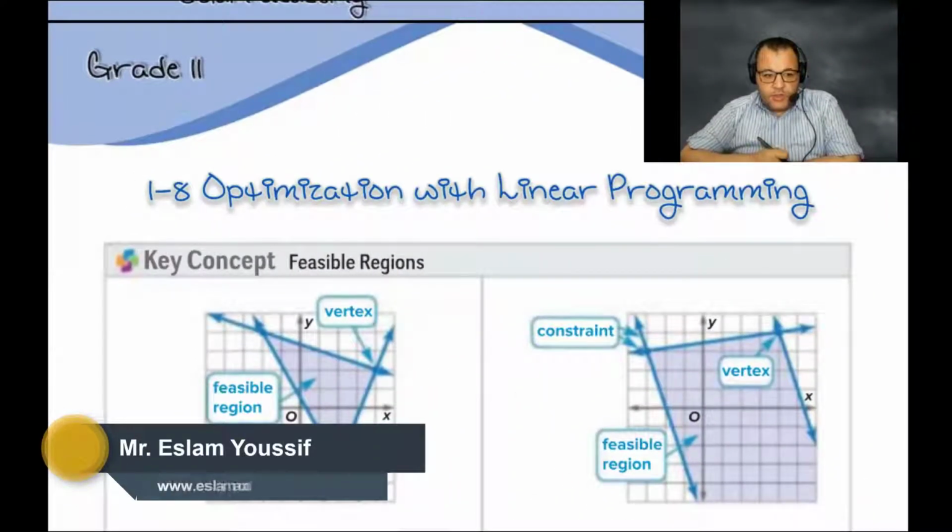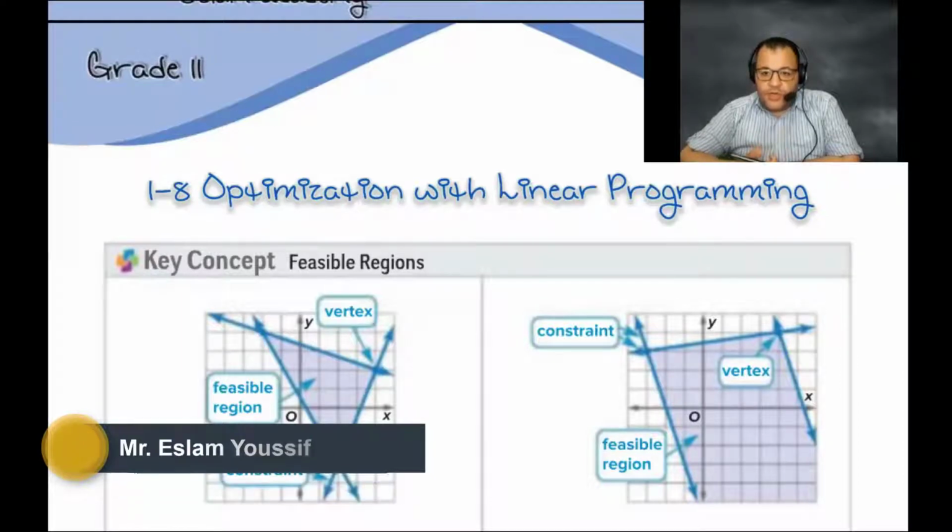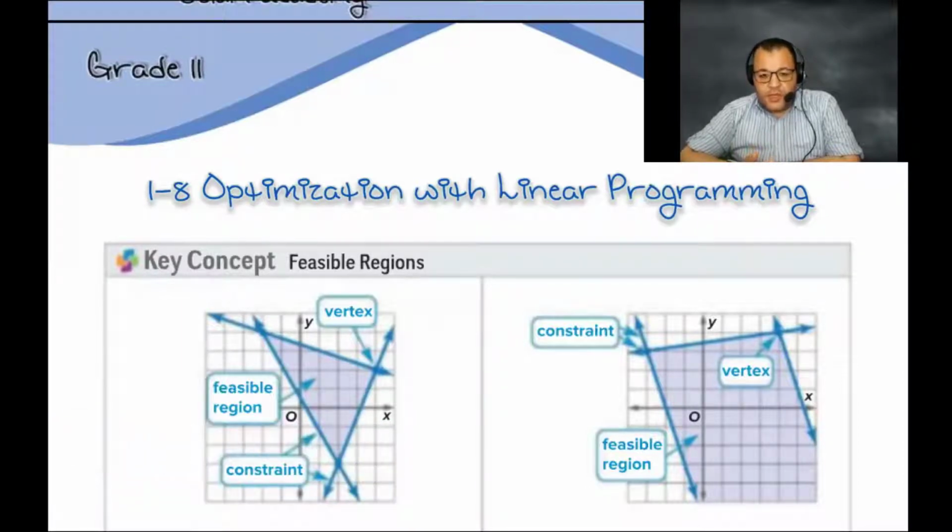Today, inshallah, we are talking about optimizing with linear programming. If you remember graphing or solving a system of inequalities, after graphing the lines, they intersect at one point. Then we choose the common shaded part. That would be the solution region.